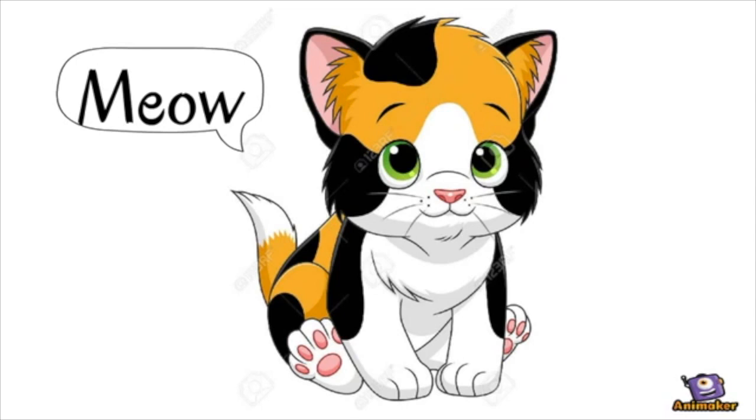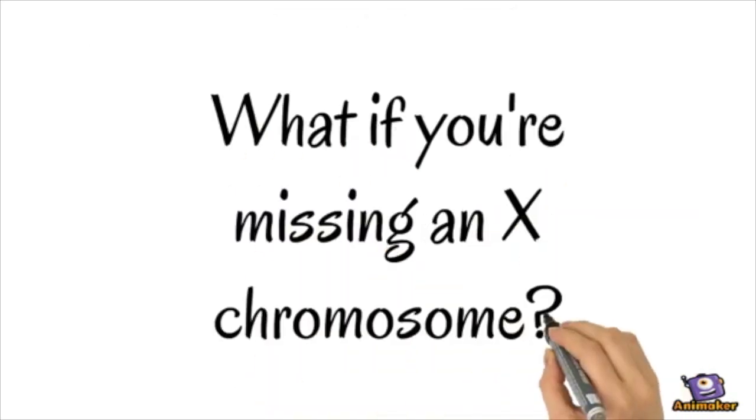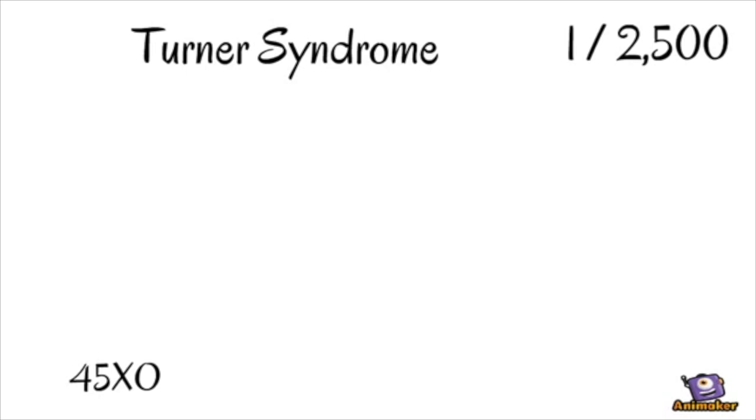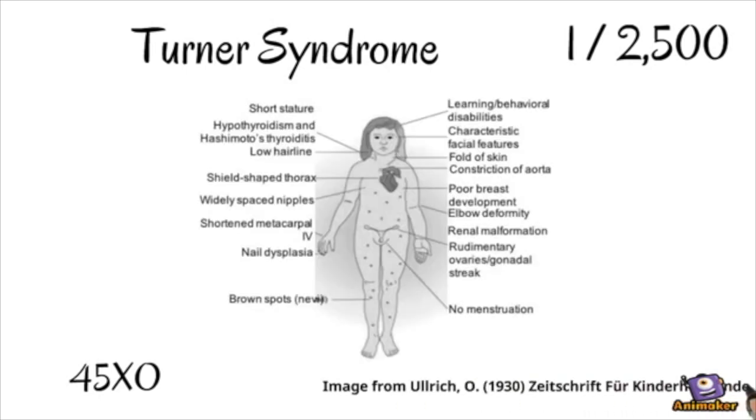X chromosome inactivation may lead you to believe that missing an X chromosome doesn't really matter, but that's not the case. Missing an X chromosome results in a woman having only 45 chromosomes in a condition known as Turner syndrome, which affects 1 in 2,500 women. TS's common complications include short stature, cardiac abnormalities, and infertility.